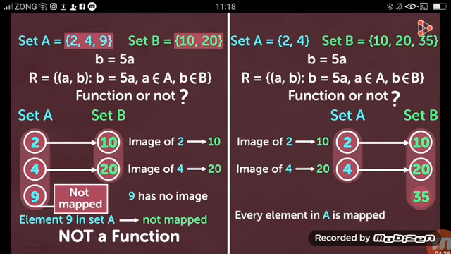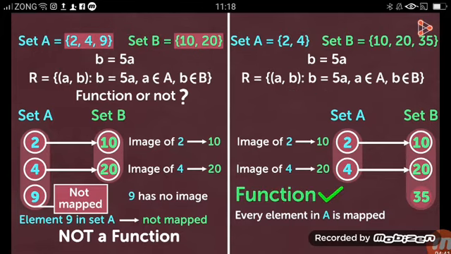But there is something interesting we notice here. Element 35 in set B is not an image of any element in set A. Is this relation a function? Yes, this relation is a function. This is because every element in set B need not be an image of an element in set A. The only condition for the relation to be a function is that every element in set A has one and only one image in set B.